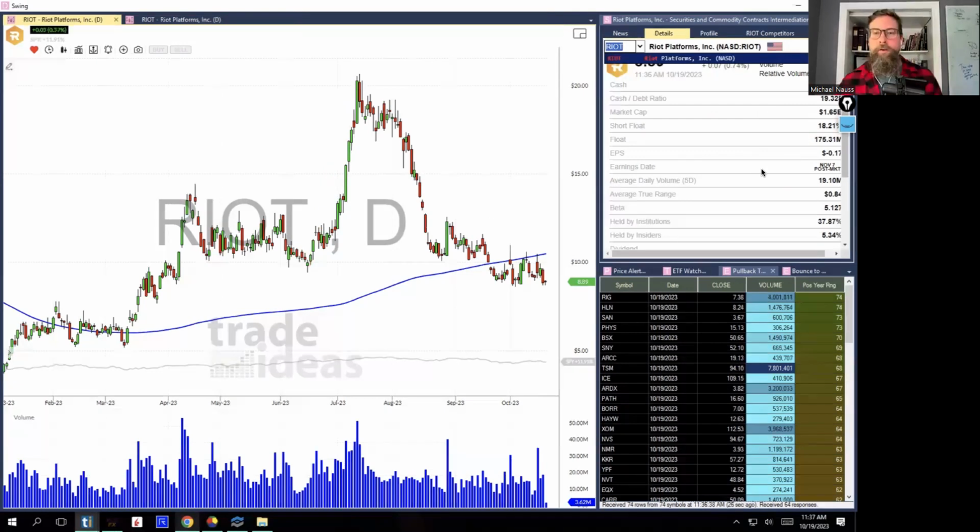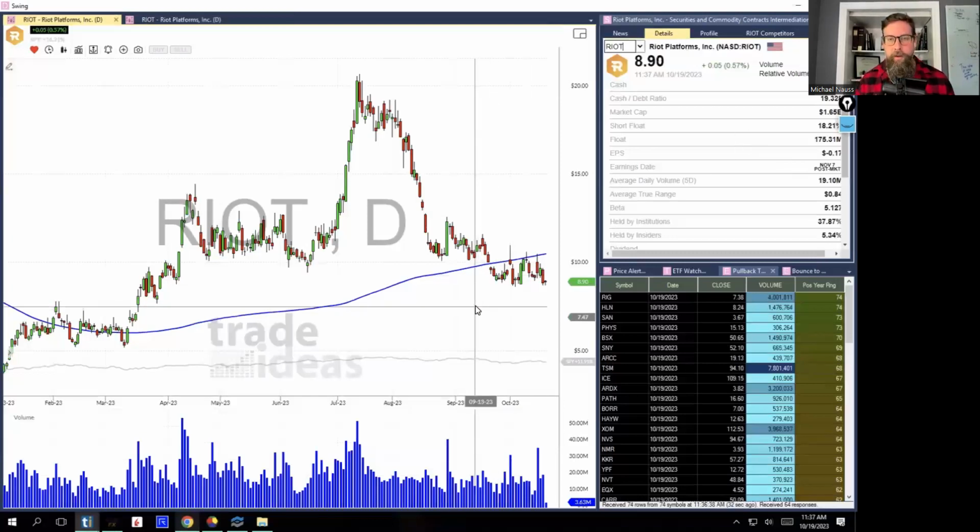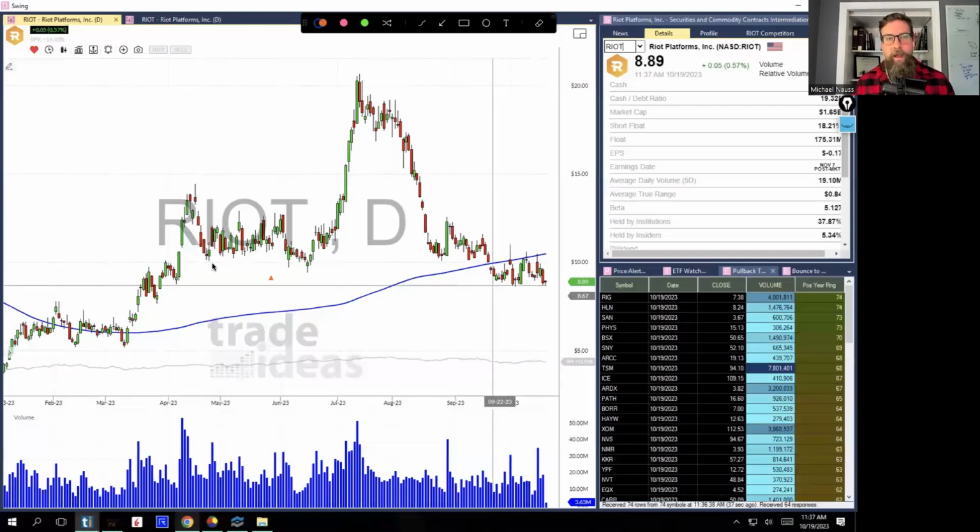I say that as someone who actually worked at a Bitcoin miner way back in 2018. They're really, really hard industries. They're very capital intensive. So for this one, I think $10 is everything. If you're above 10 and you hold above 10, you can own it. If you're below 10, it's time to go.